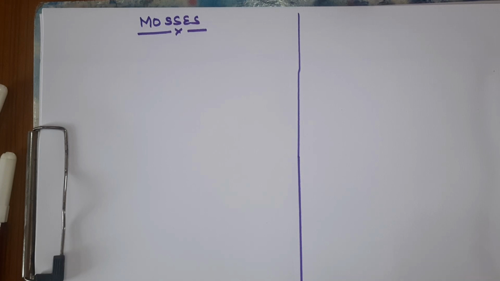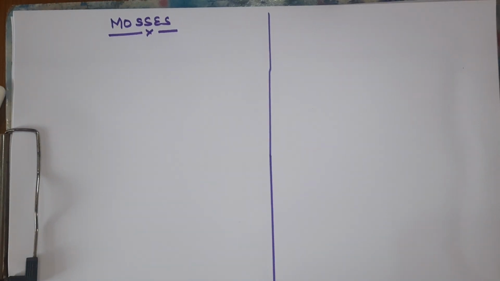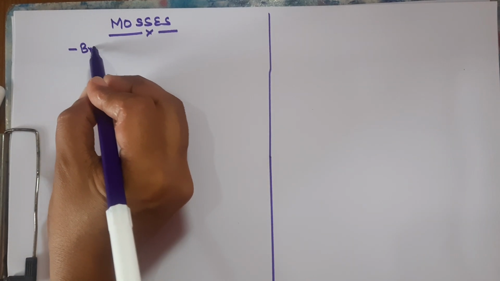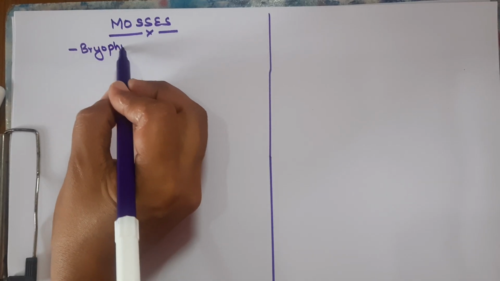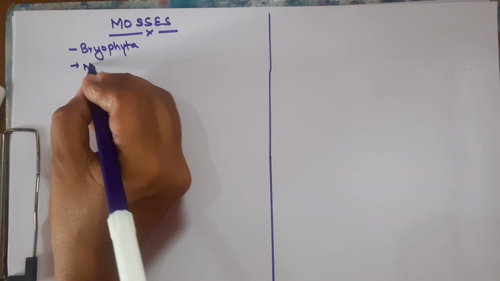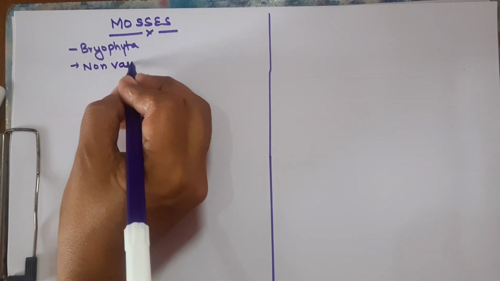Hello everyone, and in today's video we are going to discuss the mosses. The mosses belong to the division Bryophyta, and they are the more familiar group of bryophytes. They are very famous, and they are small non-vascular plants.